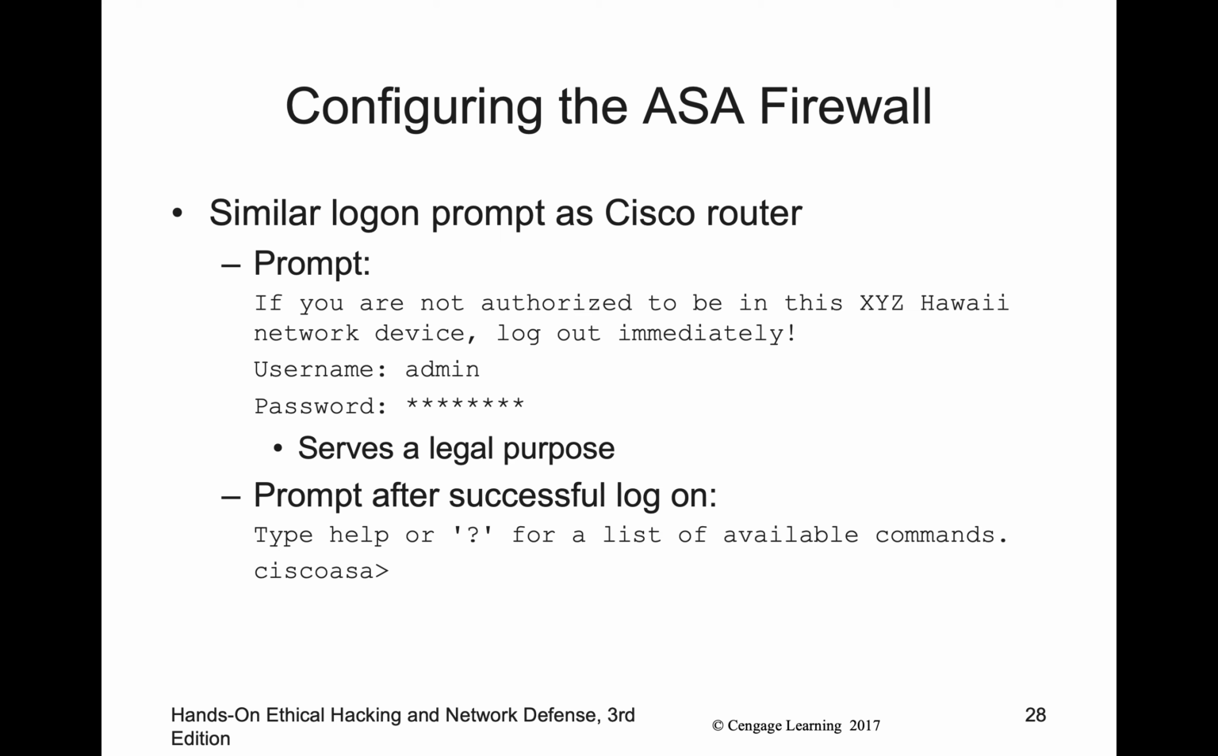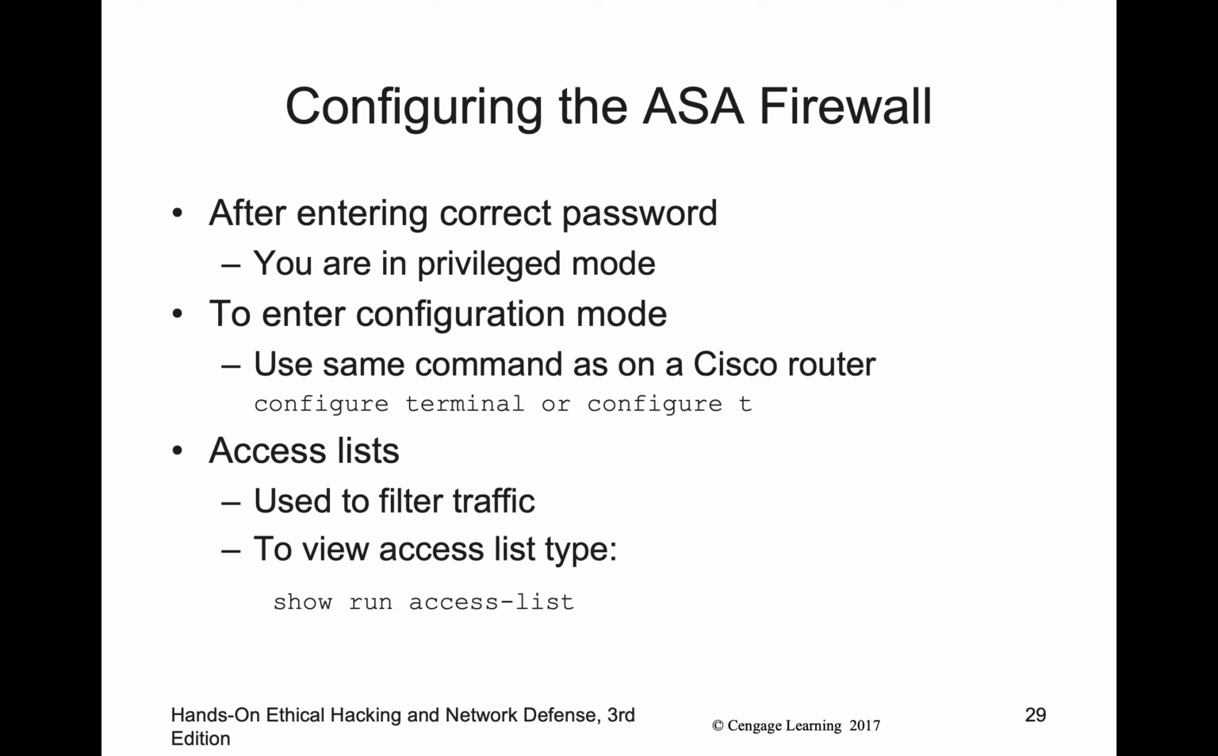You will see the prompt. Type help or question mark for a list of available commands after a successful logon. This shows you are in user mode, not privileged mode. To enter privileged mode, you must enter the proper command and then the correct password. After entering privileged mode, you can enter configuration mode. To do this, you enter the same command as on a Cisco router: configure terminal or configure T.